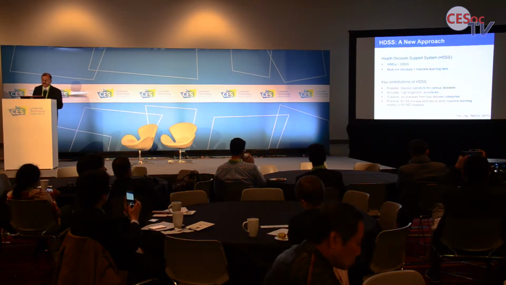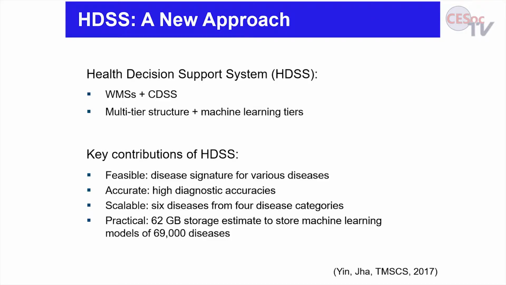So let's look at HDSS, which is really a combination of these wearable medical sensors and the CDSS. It's a multi-tier structure, as we'll see. Its contribution is that it shows that it is feasible to do reasonably accurate disease diagnosis, and it can scale potentially to hundreds or thousands of diseases.